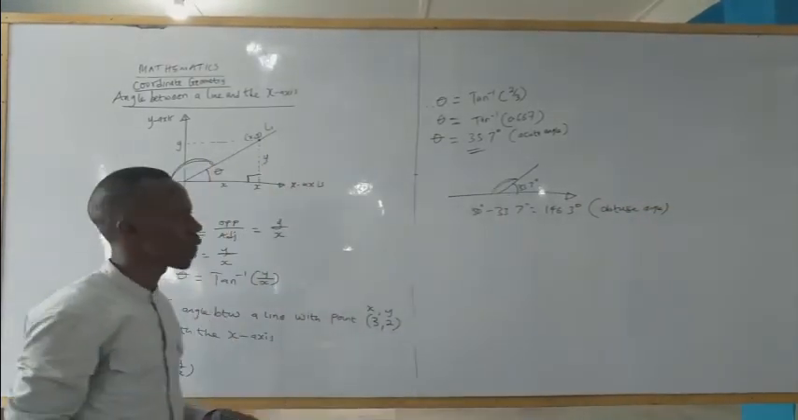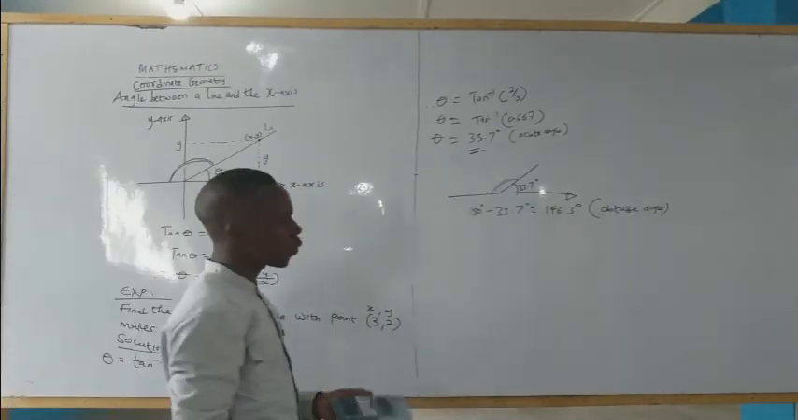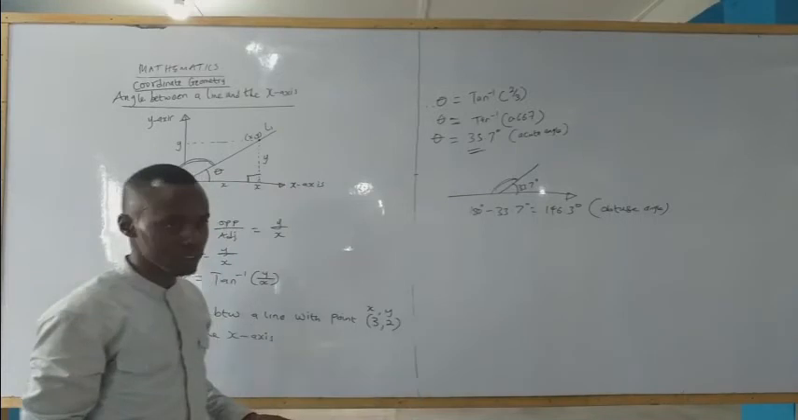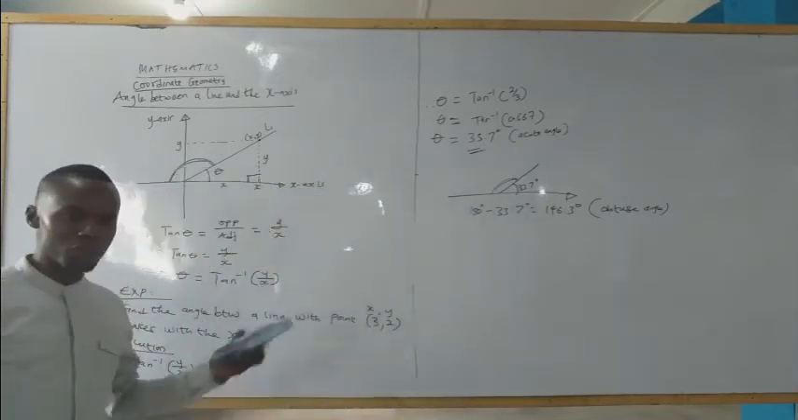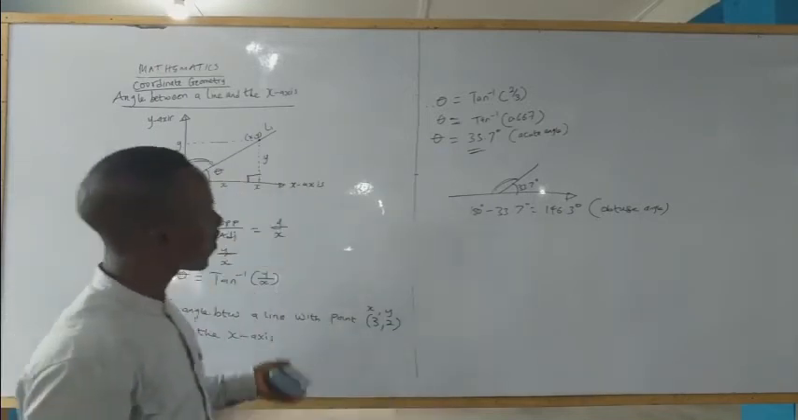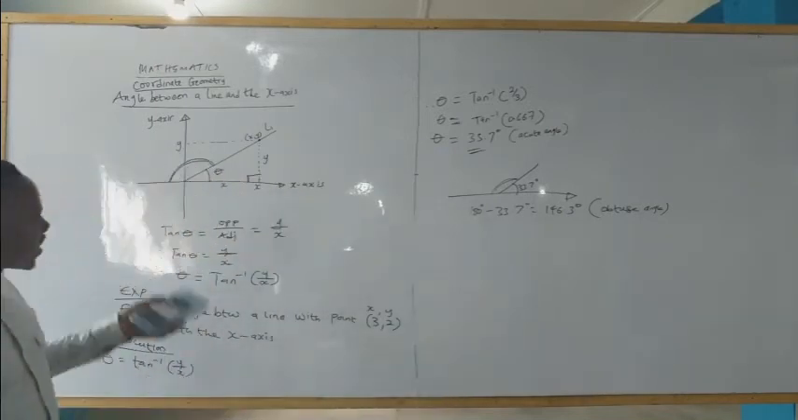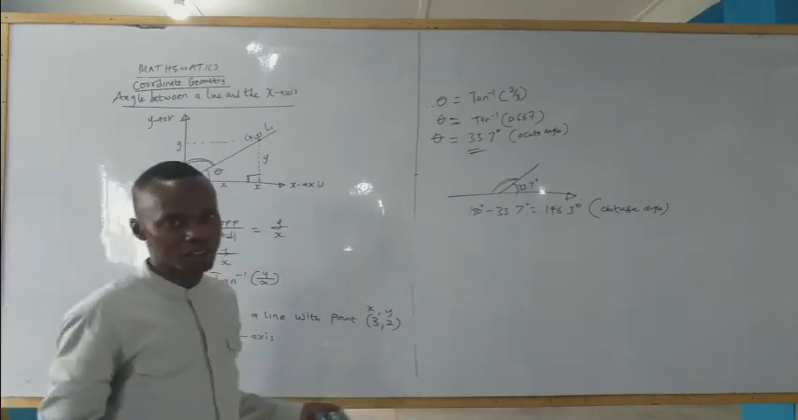Obtuse angle. So we are using just one question to get the acute and obtuse angle. It's as simple as that. So that is the angle formed between a line and the x-axis. Whatever question you're given, you always have it this way. There's no other thing. It's just as simple as that.